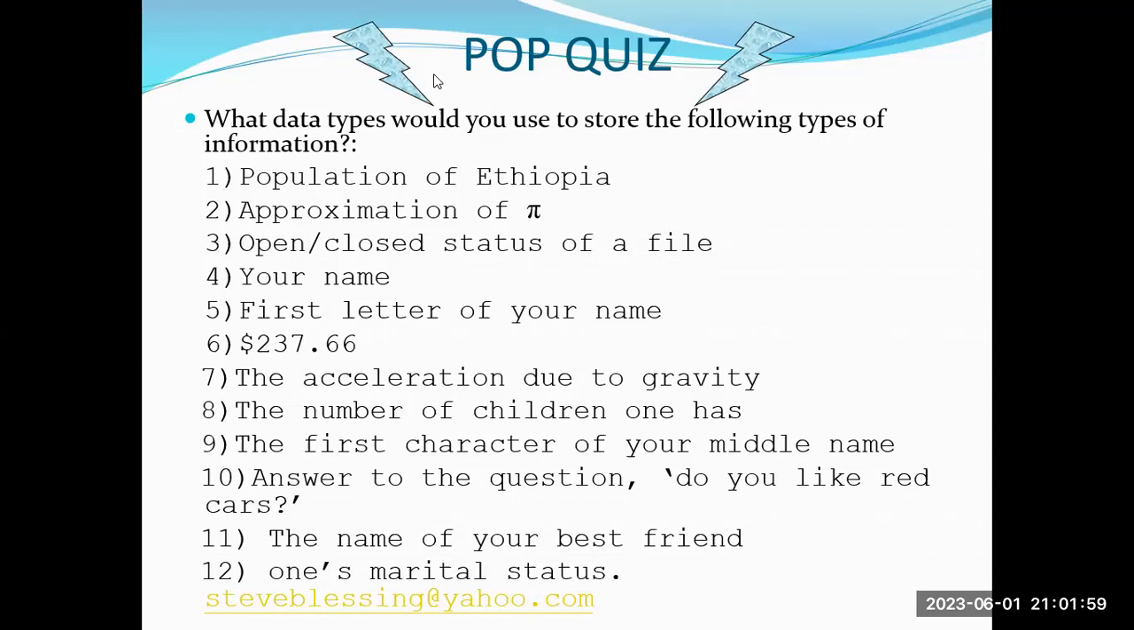Okay, so Emanuela and then David, you are on the floor, so you can speak. And then Michael. So one at a time. Emanuela first. Population of Ethiopia will have to be a string. Are you sure? Okay, so David, population of Ethiopia.